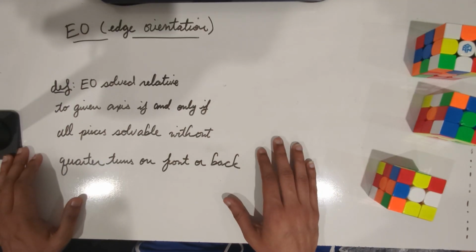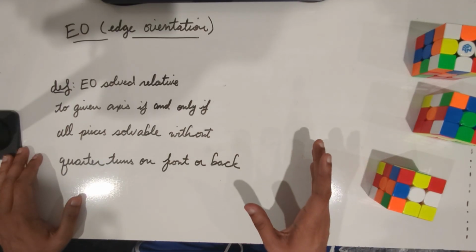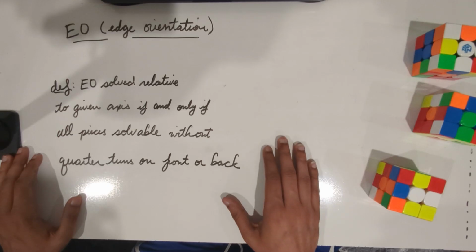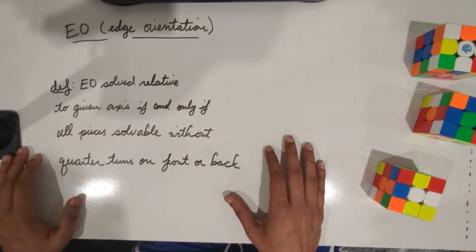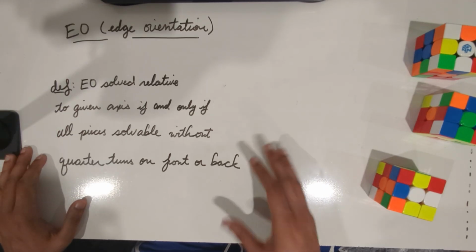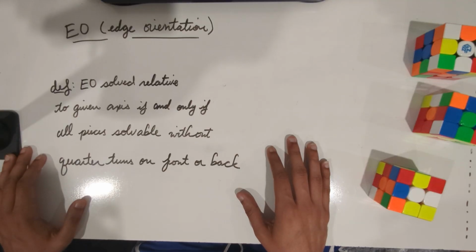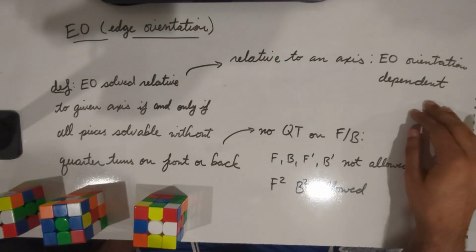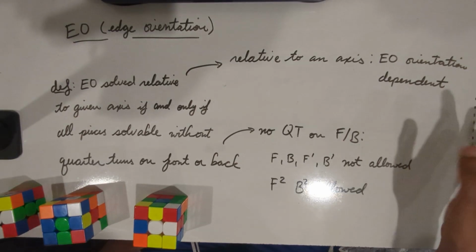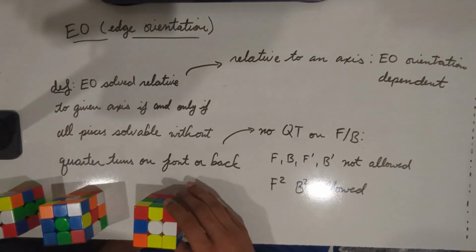A cube has EO solved relative to an axis if all pieces can be solved without using quarter turns on the front or back faces. This is a little bit of a mouthful, so let's break down some pieces of the definition. So what does it mean to be relative to an axis? This means that EO is orientation dependent.